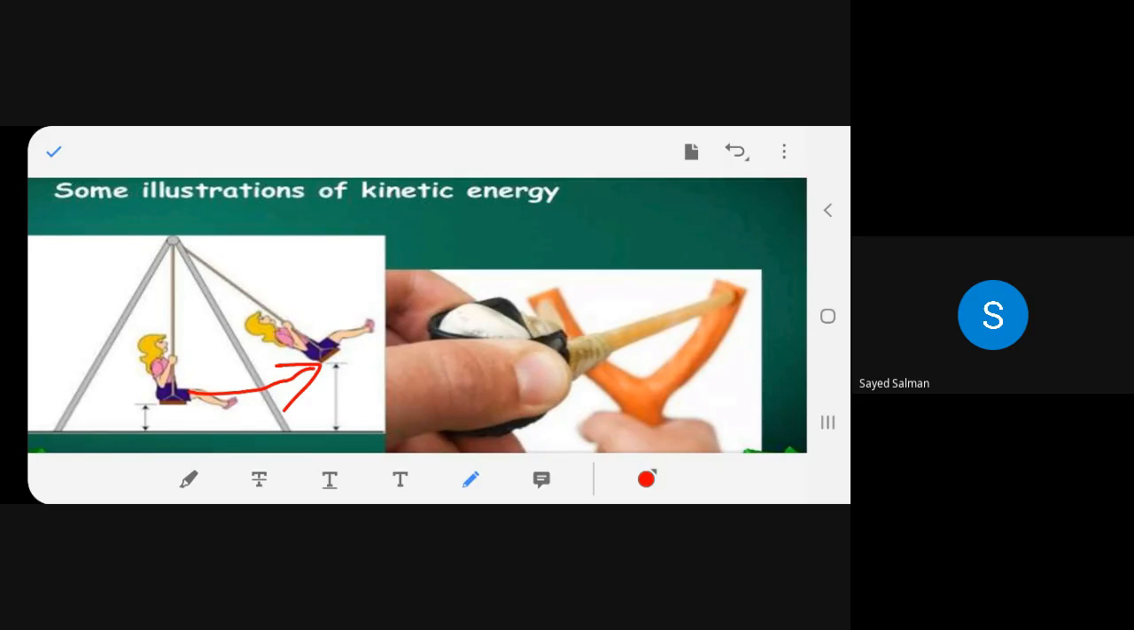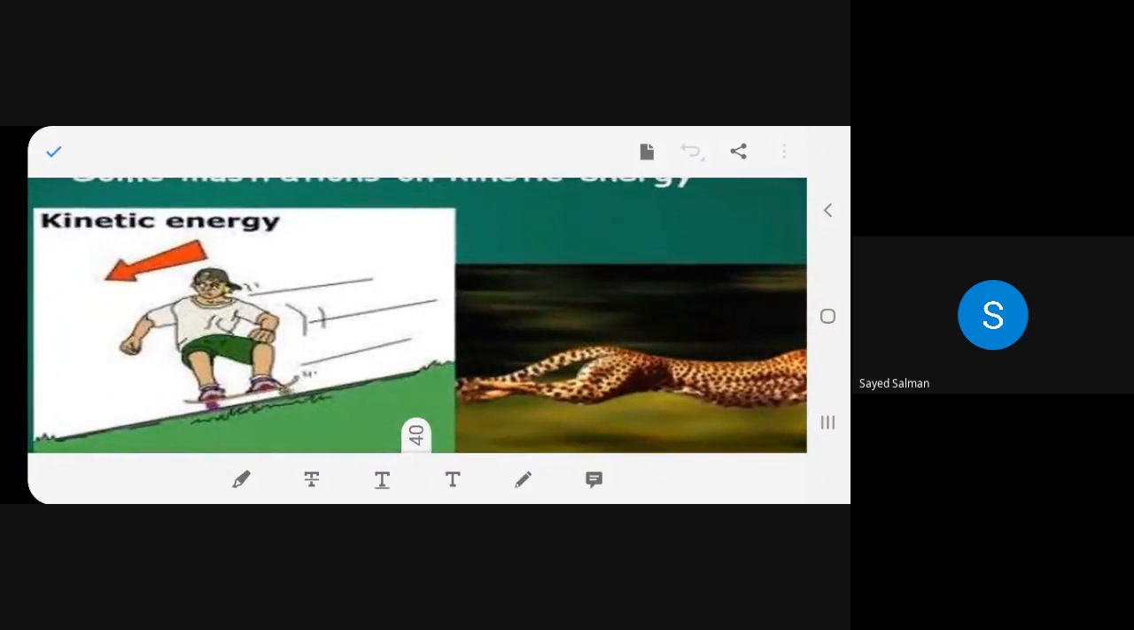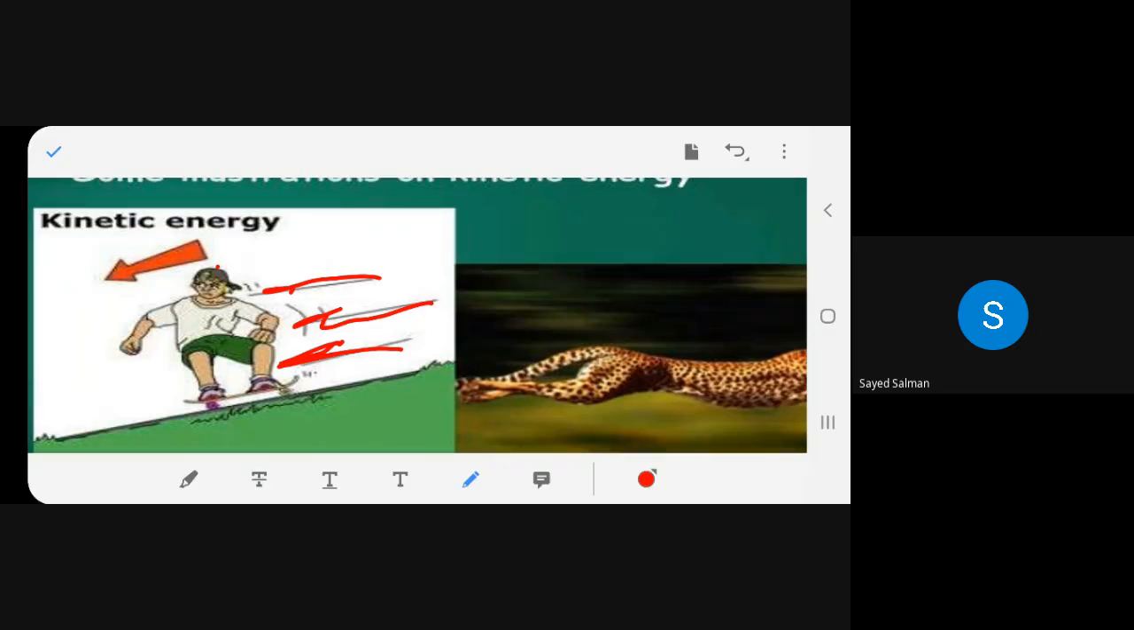So people in ancient times would hit birds and animals to kill them and eat them. This also has energy because the stone is going with a high speed when it is released. So this is also a part of kinetic energy. Then you can see over here a boy on a skateboard. It is in motion. Can you see this motion? Yes, it's going down. So this is kinetic energy.